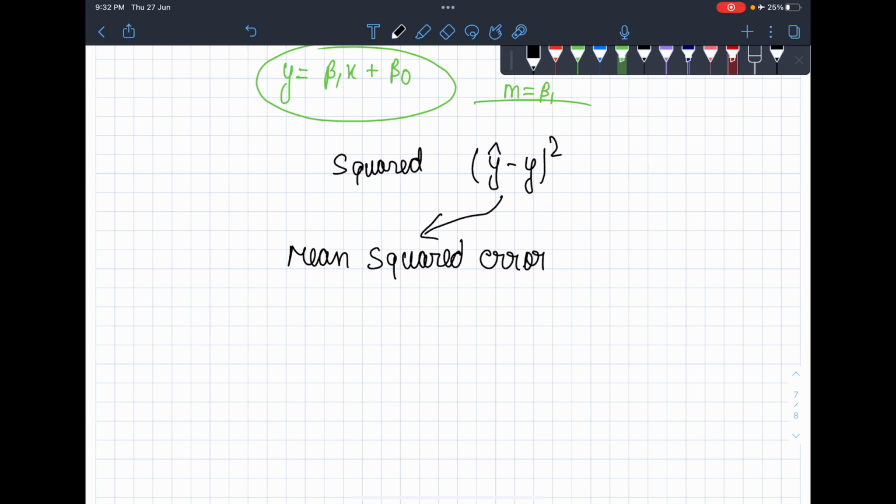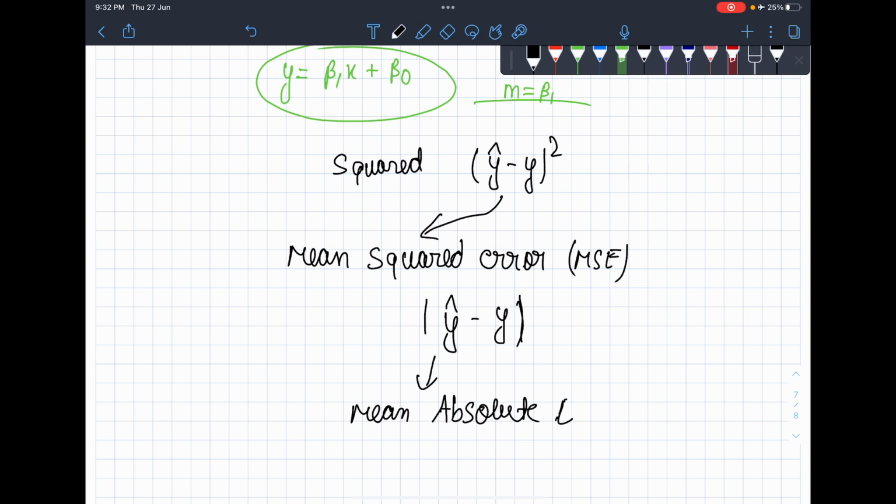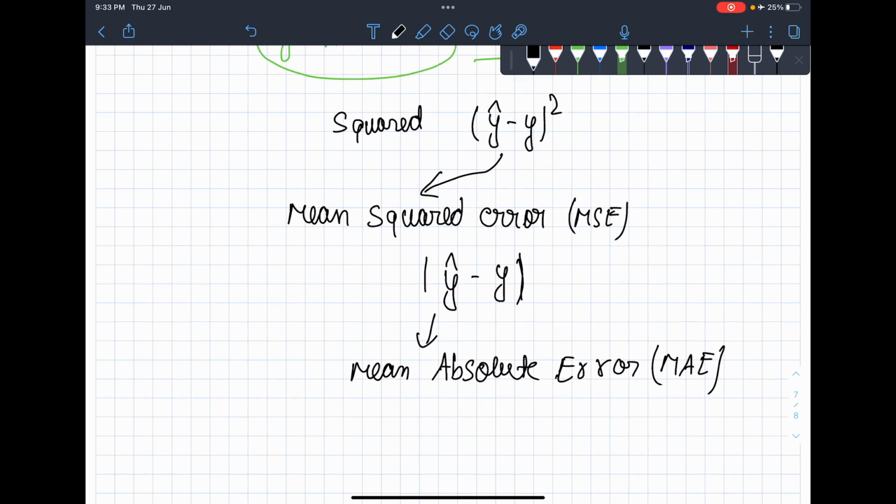Mean squared error, MSE. Oh, sorry, MSE, not RSC. MSE by my mistake. MSE, mean squared error. And if you are using absolute values, then it is known as mean absolute error, MAE. But we are using the squared function, so we will say MSE as the cost function.